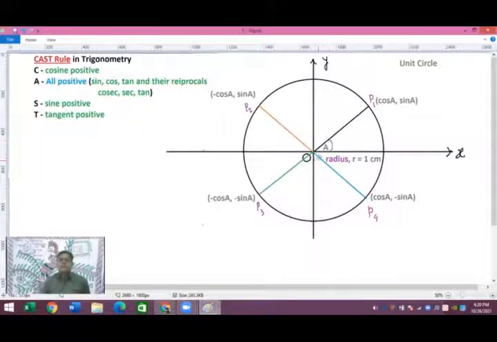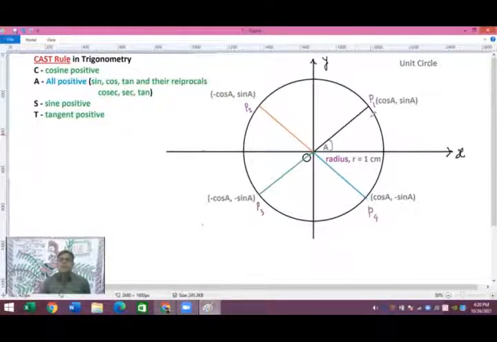For example, suppose that this is a unit circle. Unit circle means its radius is 1 centimeter or 1 meter, or in general you can say it is 1 unit, that means the radius has length 1 in this case. So let's suppose that this is angle A, which is made by the line OP1 with the x-axis along this circle.